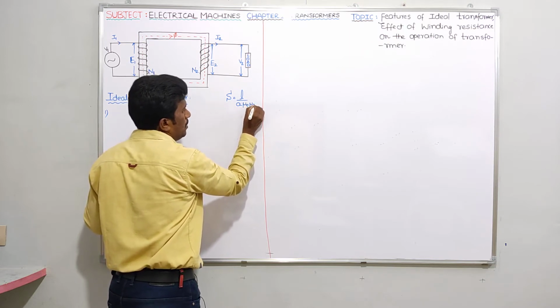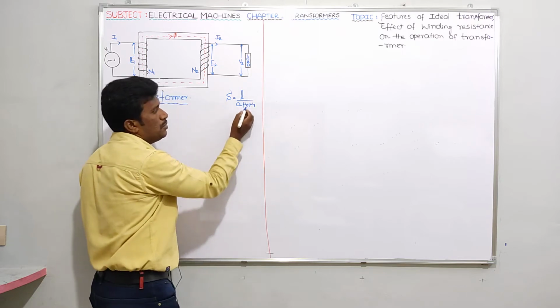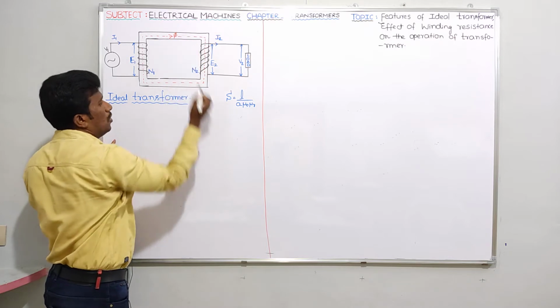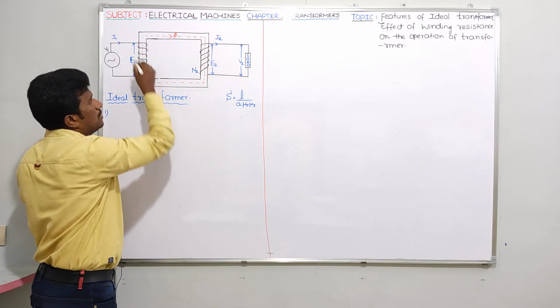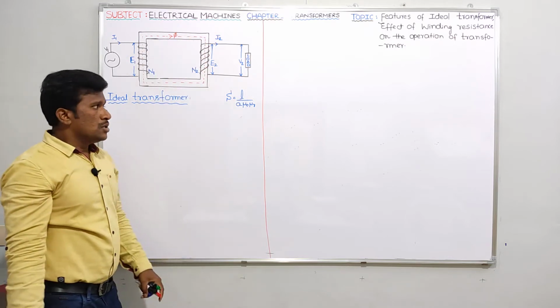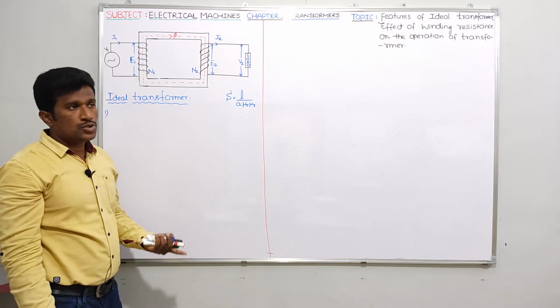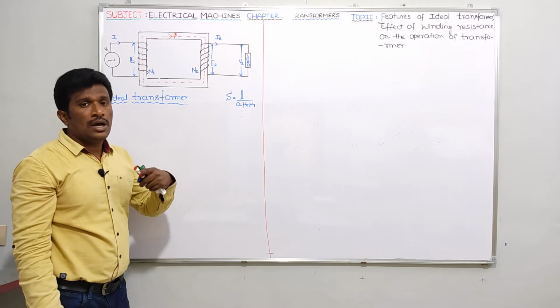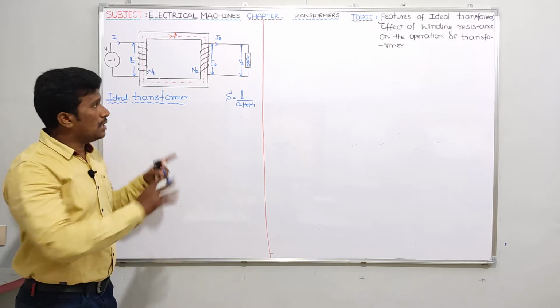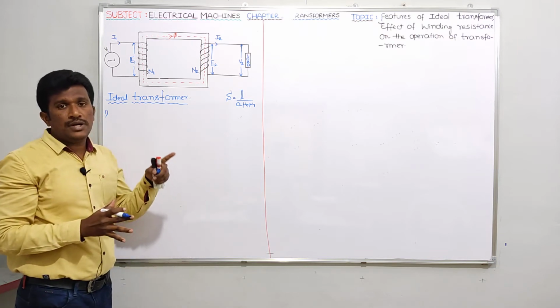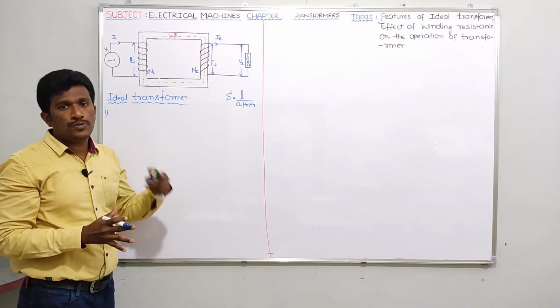Mu r means relative permeability. Mu naught means absolute permeability. A means cross section area of transformer core. L means length of the path of the flux. Okay. So what I am saying is permeability should be maximum, to be frank, permeability should be infinite. I'm discussing about ideal transformer. For ideal transformer, permeability should be infinite.